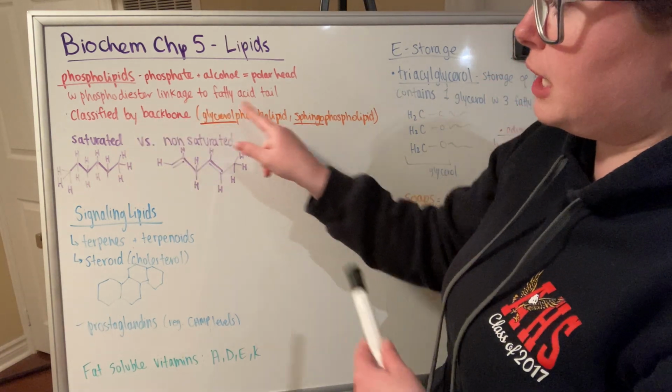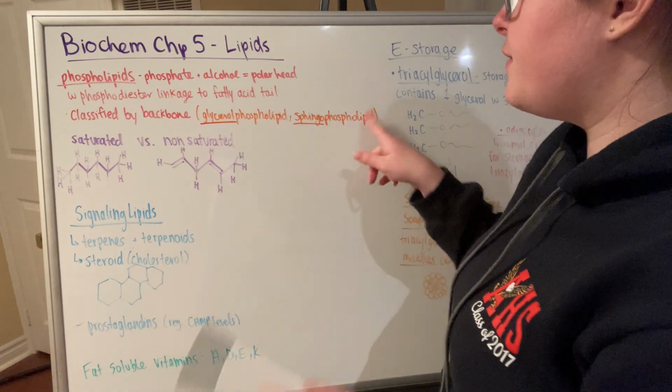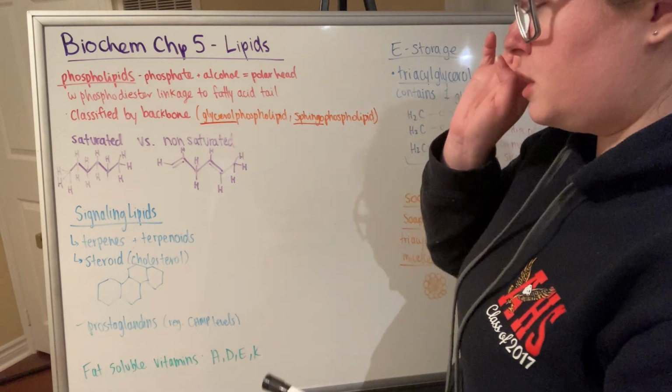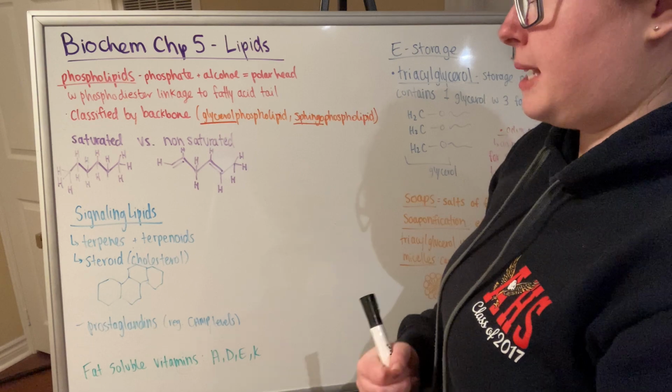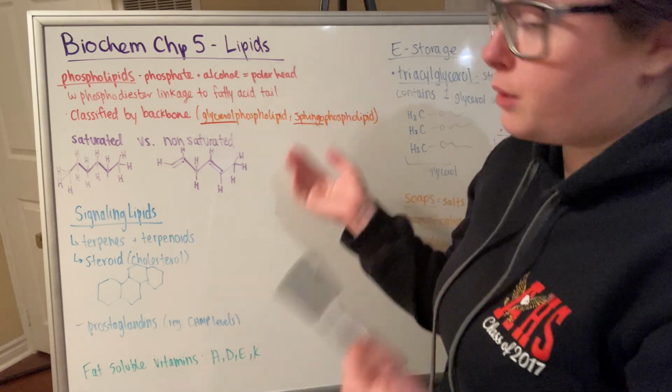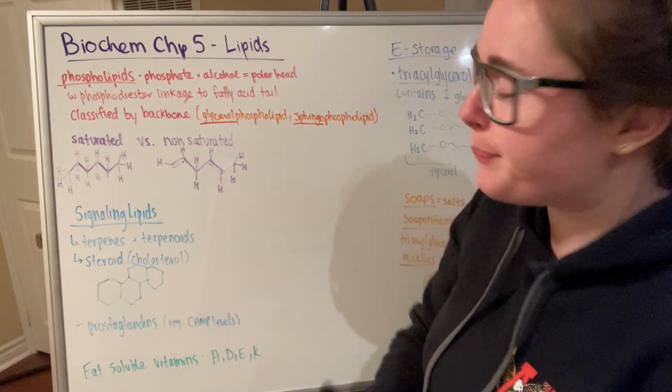So glycerol, you would see a glycerol molecule in there. Sphingolipid, you would see a sphingosine molecule in there. And there are other types, but like I said, I did not draw those out, but you can look those up right after this video.